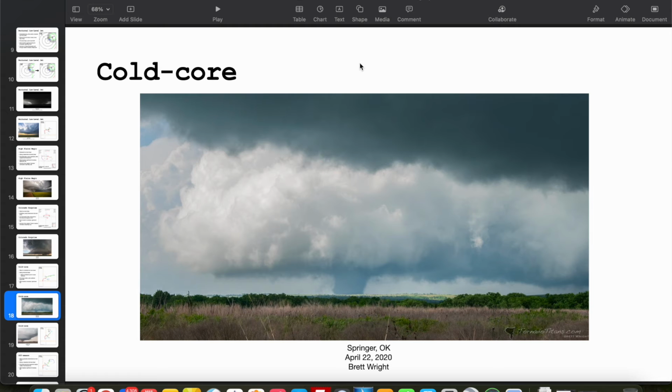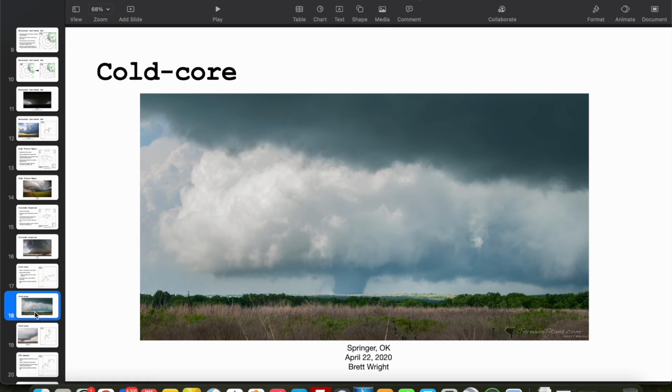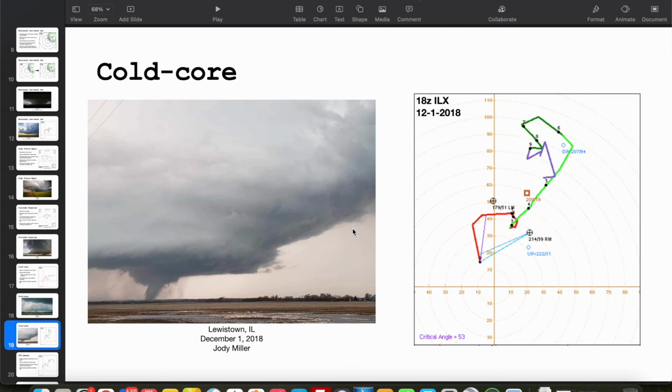And this was an example of a pseudo cold core event associated with this hodograph in south central Oklahoma on April 22nd, 2020. All your storms were tilted, with very viewable tornadoes. And same thing here with this example. This was on December 1st, 2018 up in Illinois. Very much the same thing.